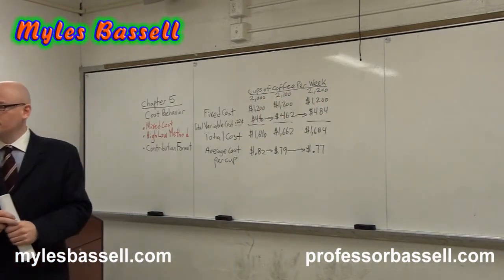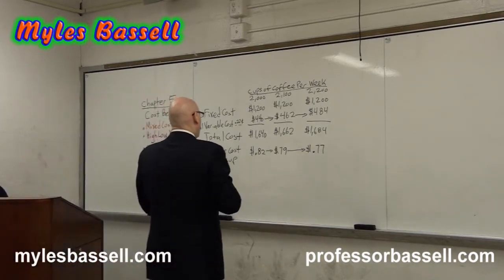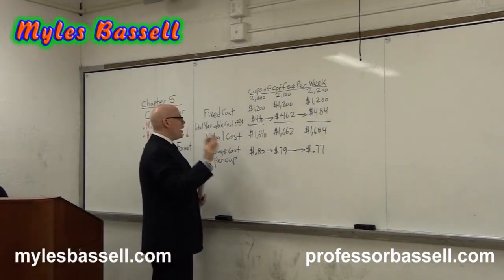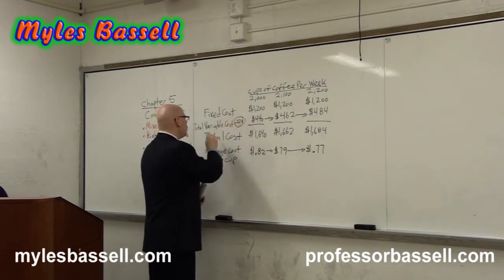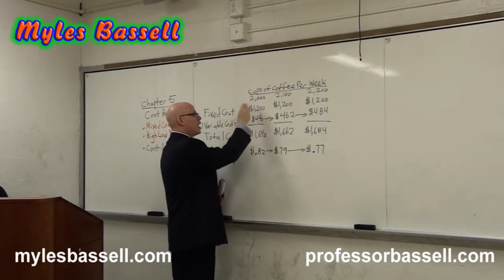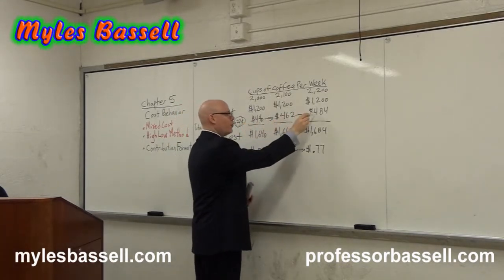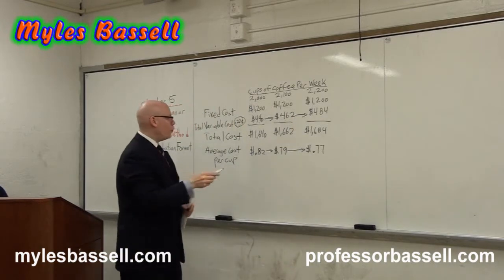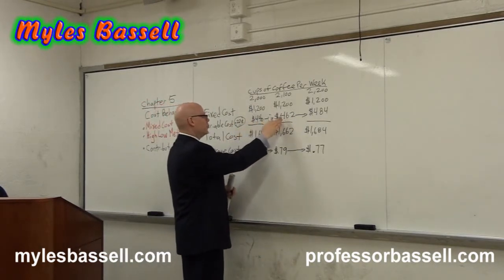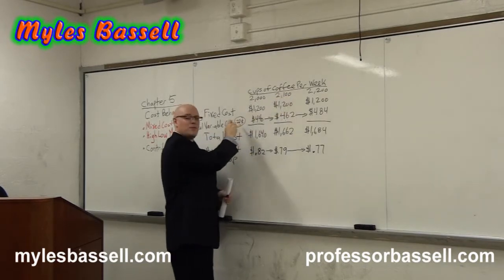Why does it say that the variable cost per cup is 22 cents in the question, but it increases so much for the average? Okay, so what we're looking at here is the variable cost per unit is 22 cents. The total variable cost is 22 cents times the number of cups of coffee. That's what we calculated here. 440, 462, 484. So the total variable cost is increasing. So here it increased by $22. Why? Because we have 100 more cups of coffee here times 22 cents.